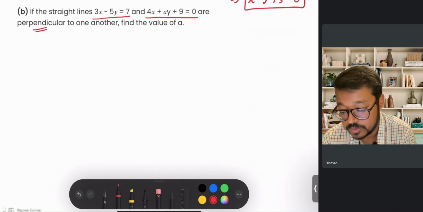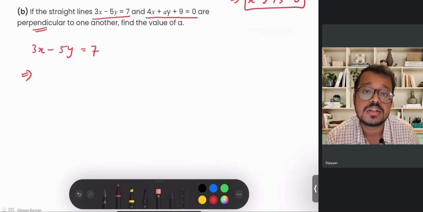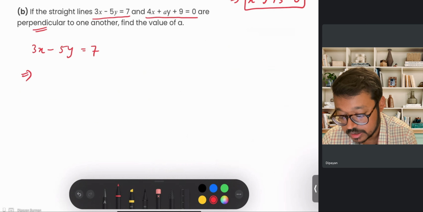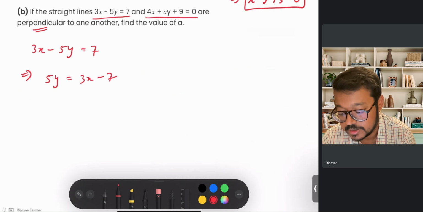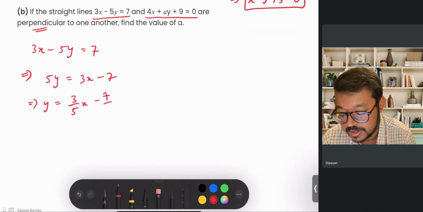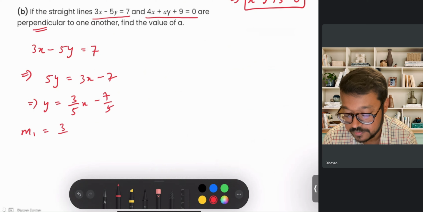So the first equation, 3x minus 5y equal to 7, I will try to rewrite in the slope-intercept form, which is y equal to mx plus c. So we have 5y equal to 3x minus 7, and y equal to 3 by 5 x minus 7 by 5. So let's say the slope of this first equation is the coefficient of x, which is 3 by 5.